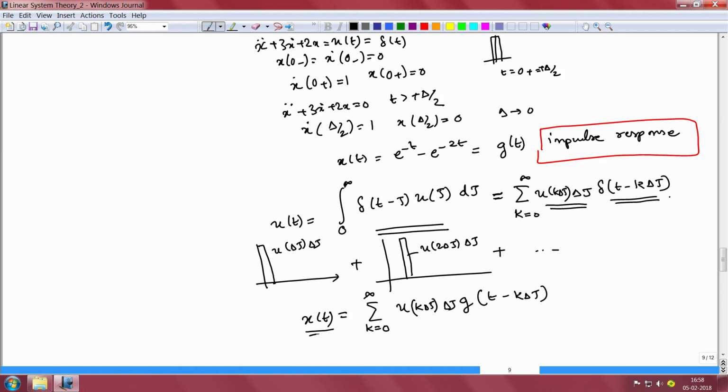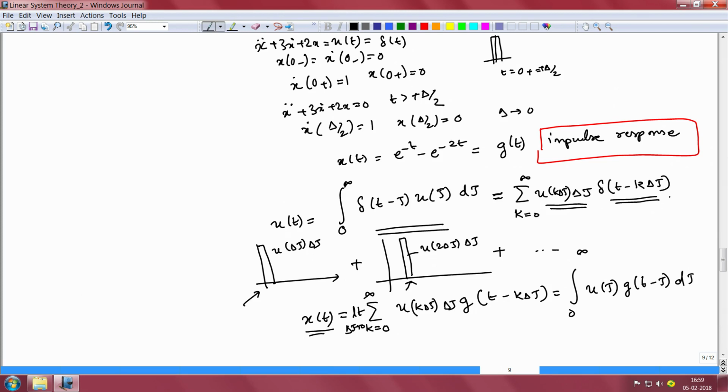Therefore, my response x of t can be written as a summation of the responses to each of these individual inputs: an impulse function of magnitude u of delta tau times delta tau applied at time t equal to delta tau, plus an impulse function at time t equal to 2 delta tau of magnitude u of 2 delta tau times delta tau, and so on and so forth, and that is what is represented by this equation. And in the limit delta tau tends to 0, this would reduce to the integral from 0 to infinity of u of tau g of t minus tau d tau, and thus we have succeeded in obtaining the response to any general input u of t.